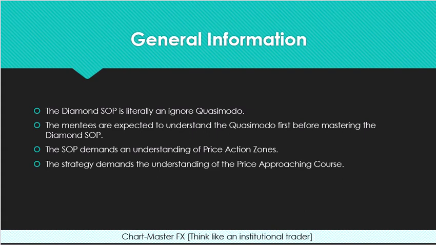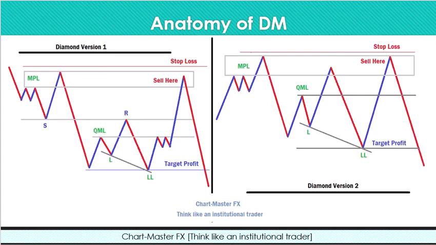So guys, we are now going to look at the anatomy of the diamond. Here we are on the anatomy of the diamond setup. As you can see, for this course we are going to look at diamond version number 1 and diamond version number 2. There is a complicated diamond version that we trade with Chartmaster FX, but as I have alluded before, we are not going to look at that.